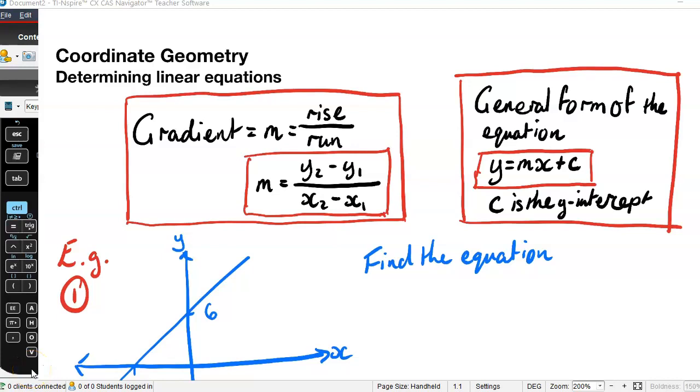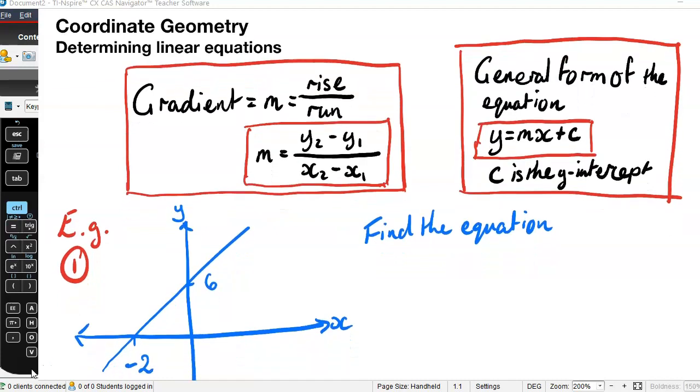So hello, let's talk about determining linear equations. Let's just go over a couple of things. Our gradient is defined by rise over run. Remember, that's the changing y over the changing x.